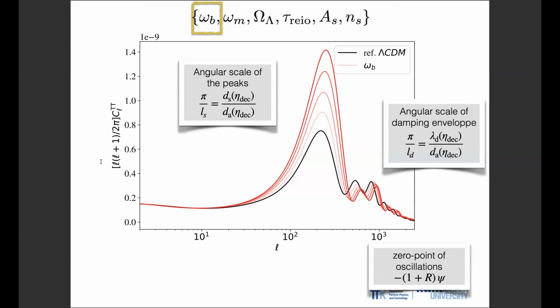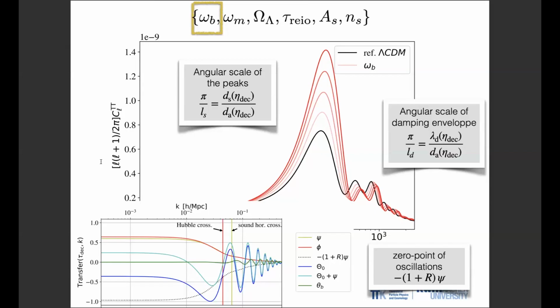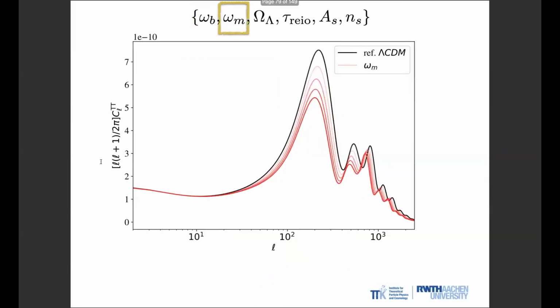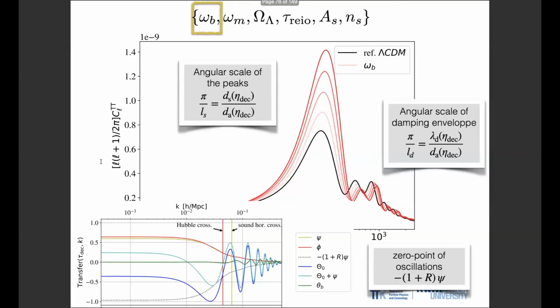And why should omega b change this quantity? Is it explained? Yeah, sorry, I was going too fast. So this was a plot to explain the first effect with the zero point of oscillation. If I increase r, then my dotted line goes down. I have more contrast between odd and even peaks. We already explained this. About the angular scale of the peaks, I don't have additional slides.